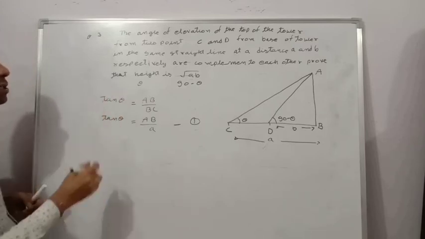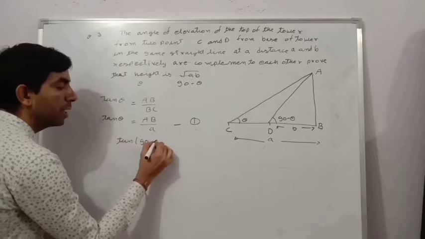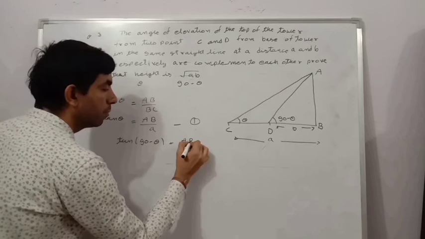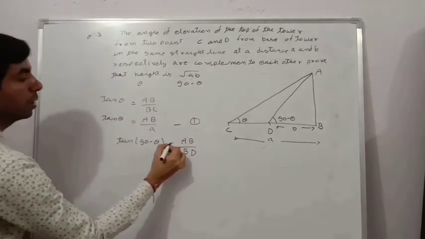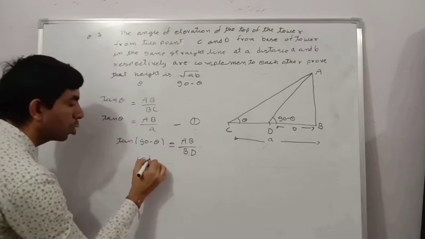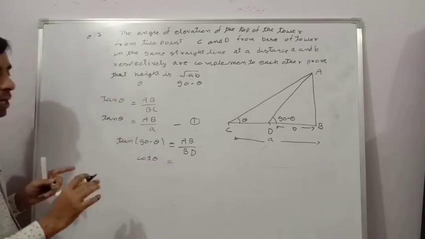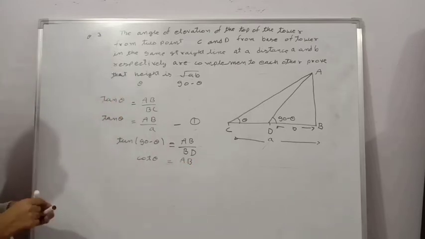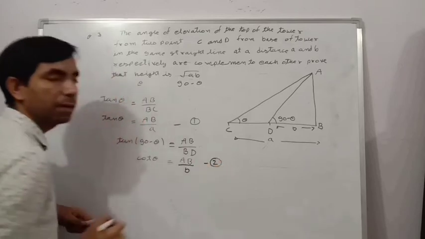Equation first. Next, tan 90 minus theta equals AB upon BD. Now we use the formula: tan 90 minus theta is cot theta. Cot theta equals AB upon BD. AB is as it is, we do not know the value of AB. BD is small b. Write it.